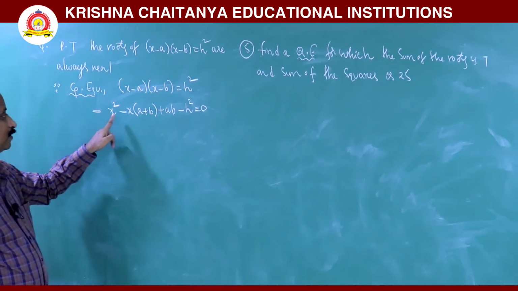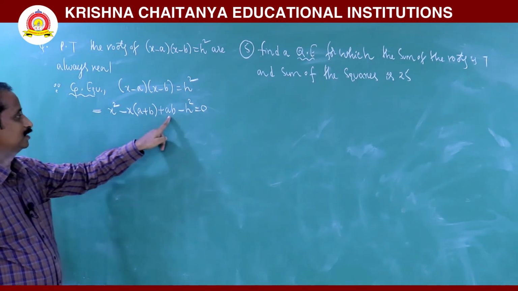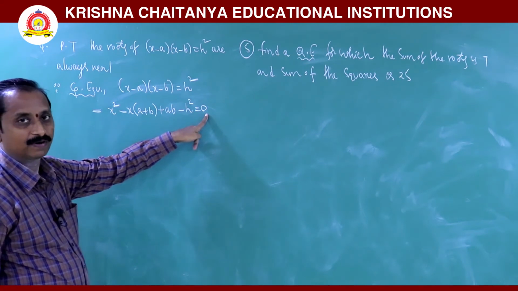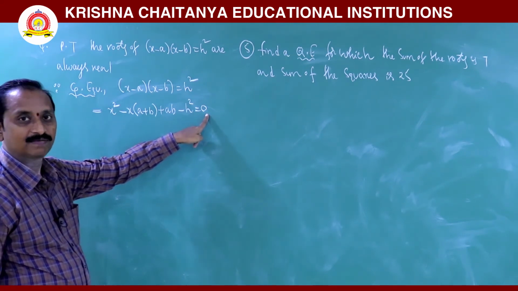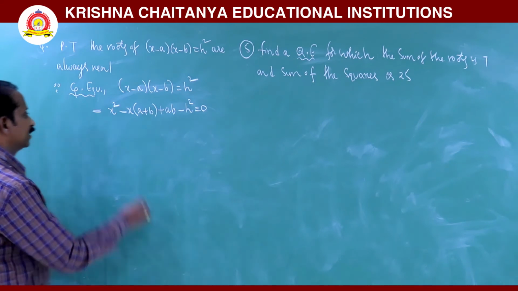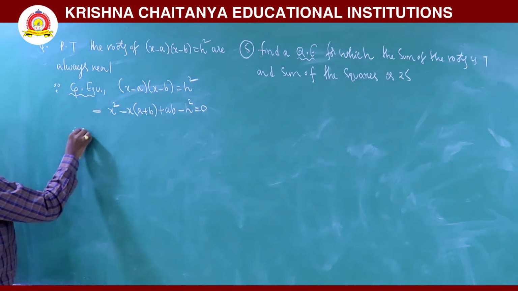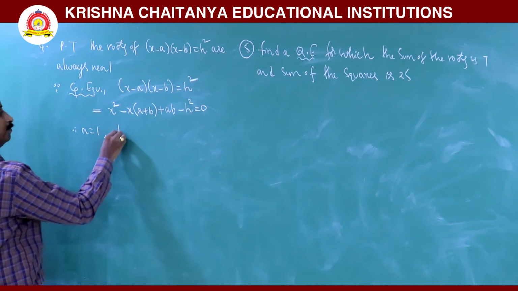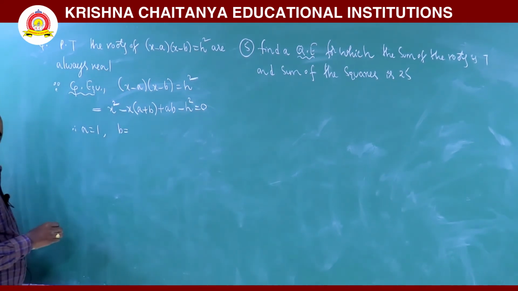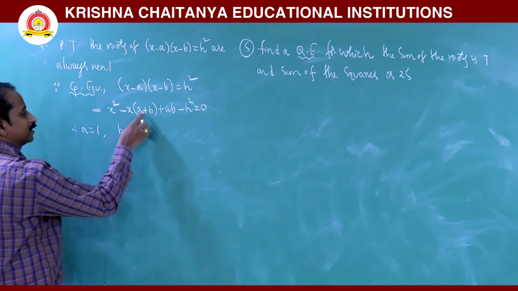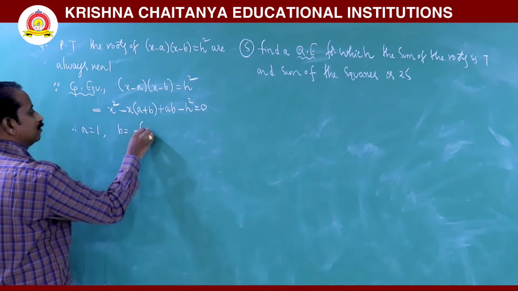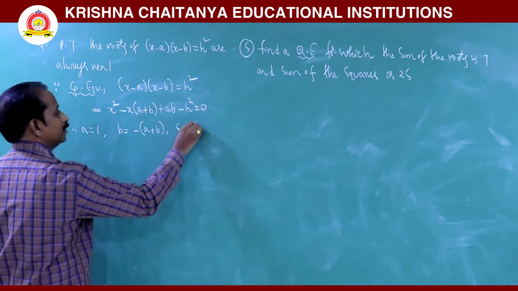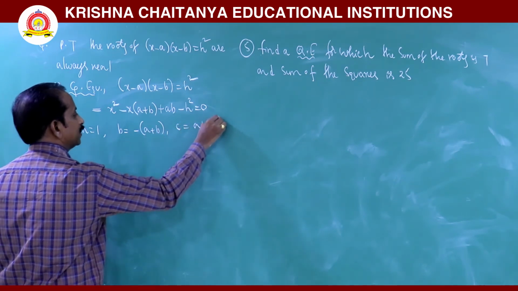ax square plus bx plus c is equal to 0. When we compare with the standard form of quadratic equation, what is a, what is b, what is c? Here the value of a is nothing but the leading coefficient, 1. The value of b is nothing but the coefficient of x. The coefficient of x is minus of a plus b, and the constant term c is ab minus h square.